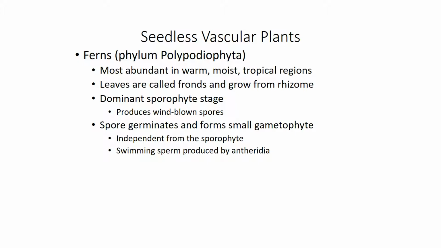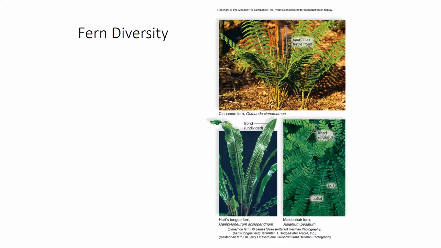They have a dominant sporophyte stage, which is 2N, and they produce these spores that fly in the wind, and then the spores are going to germinate and form these little gametophytes, and gametophytes, remember, make gametes. Okay, and so these gametophytes are independent from sporophytes, and just keep in mind the swimming sperm are going to be produced by antheridia, and then the archegonia are going to be making the eggs.